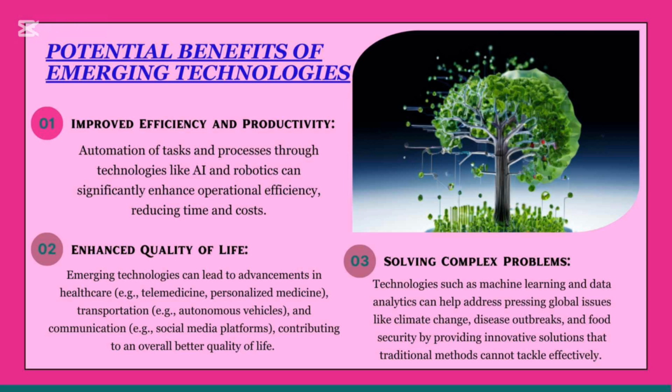1. Improved efficiency and productivity. Through automation, tasks that once took hours can now be completed in minutes. AI and robotics can streamline processes, reduce errors, and minimize costs, helping businesses and organizations become more productive and efficient.